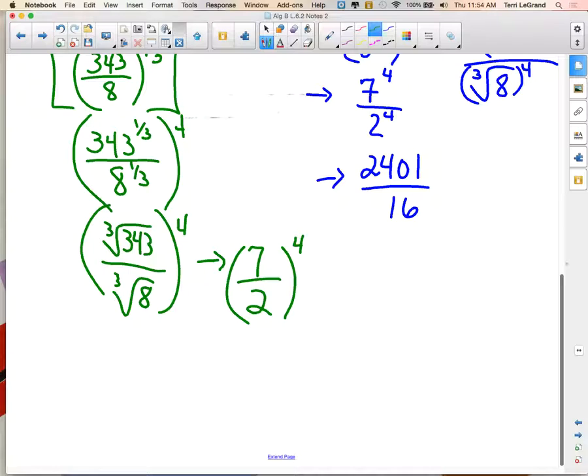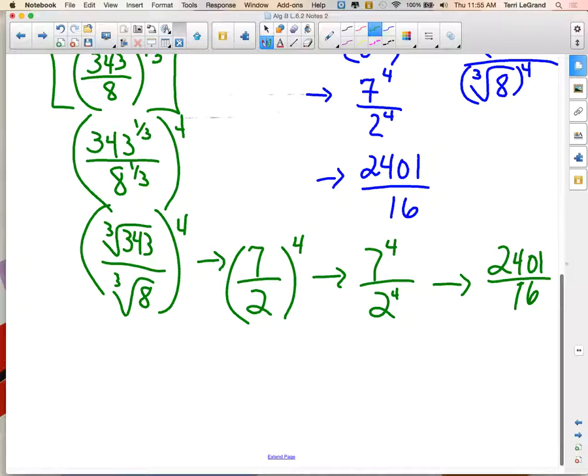So which process is longer? The second way, isn't it? And so then now we have to give each of them their own power of 4, but either way, we will eventually end up at 7 to the 4th power over 2 to the 4th power, and we end up with 2,401 over 16. Can that be simplified?